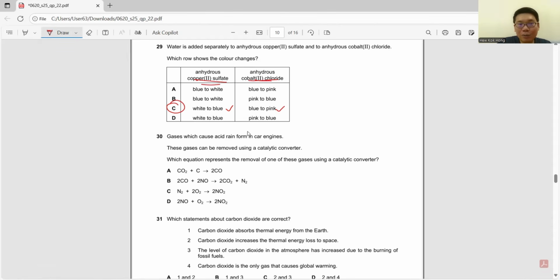30. Gases which cause acid rain form in car engines. These gases can be removed using a catalytic converter. Which equation represents the removal of one of these gases using a catalytic converter?